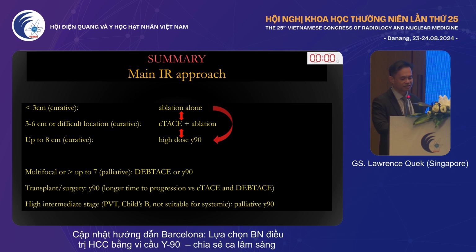And of course, the ancillary: if it's multifocal or up to 7, we're looking at palliative, either a DEB-TACE or Y90. For patients for transplant, we're looking at Y90 because it's a longer time to progression versus C-TACE and DEB-TACE. And high intermediate stage, we do palliative Y90.